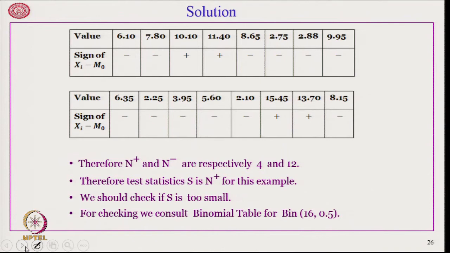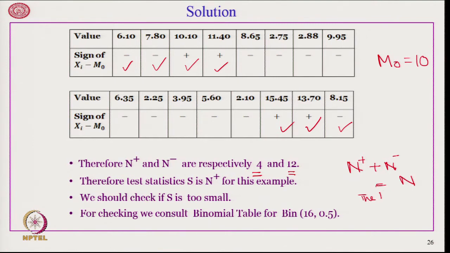So, what do we do? We construct the table, considering the sign of x i minus m naught, where m naught is equal to 10. So 6.10 gives a minus, 7.80 gives a minus, 10.10 gives a plus, and like that we compute it for all 16 observations. Therefore, what is the value of n plus? n plus is 1, 2, 3, 4, and quite naturally n minus is going to be 12, because we have 16 observations, and n plus plus n minus is equal to n, the total number of observations.